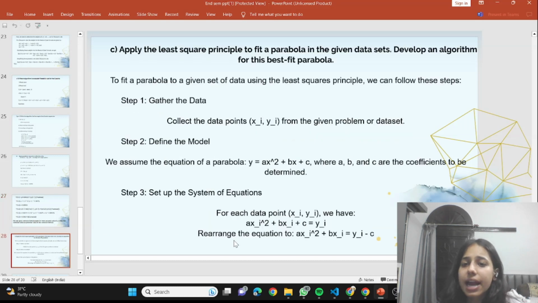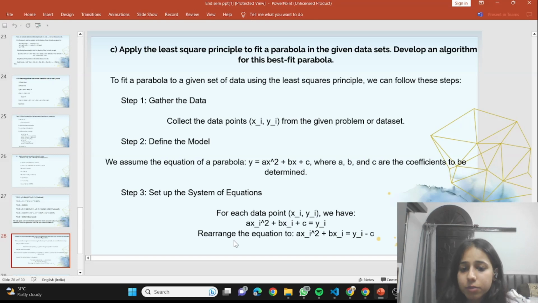Third question is apply the least square principle to fit a parabola to the given data sets. Develop an algorithm for this best fit parabola. To fit a parabola to a given set of data using the least square principle, we can follow these steps. Step 1, gather the data: collect the data points xi, yi from the given problem or data set. Step 2, define the model. We assume the equation of a parabola y equal to ax square plus bx plus c, where a comma b comma c are the coefficients to be determined.